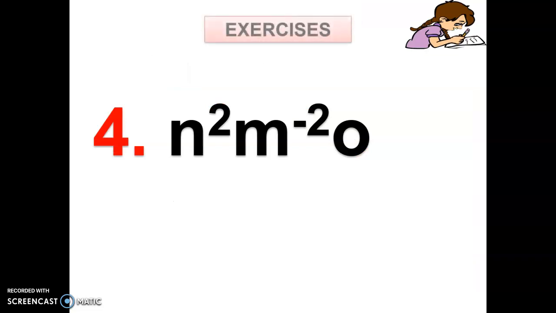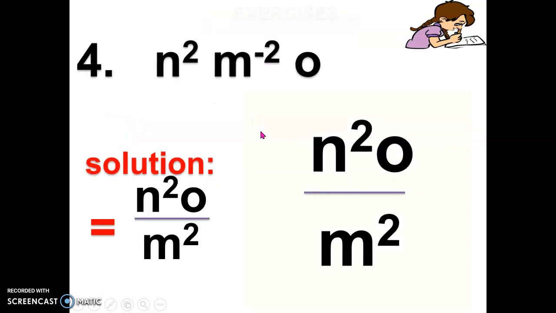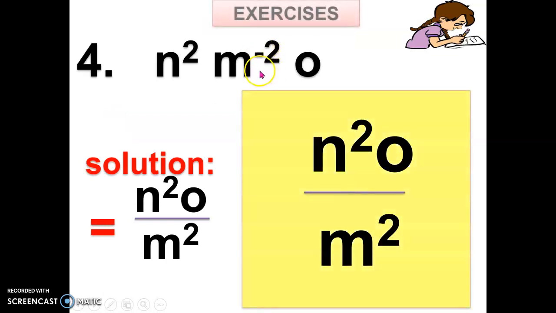Yan. Number 4, n square, m raised to negative 2. So, in this case, ang kailangan lang po nating element is, sino ba yung negative? Kasi siya lang naman yung gagawin natin ng paraan para maging positive. So, the only variable which has a negative exponent is m. m raised to negative 2. Since ito po ay whole number, take the reciprocal. So, therefore, si m lang po yung gagalawin. So, we're going to take the reciprocal of m raised to negative 2. Siya po yung magiging denominator. N square will be remained in the numerator.